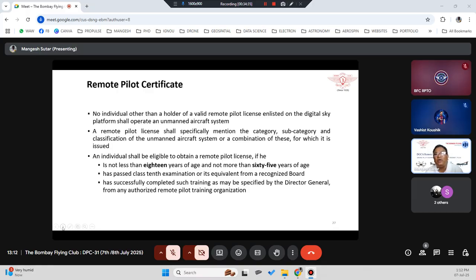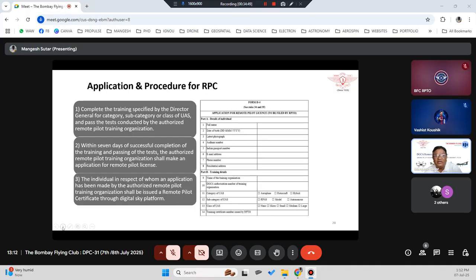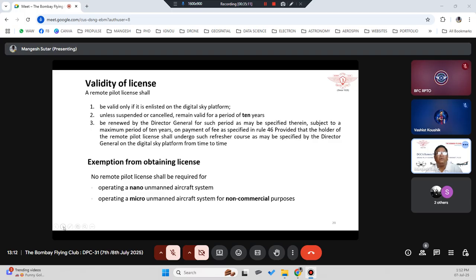Whatever students of ours have got offline licenses, we have already sent the data to DGCA, and DGCA is now converting those offline licenses to online licenses. The application and procedure is not for you, basically it is for us. This is a D4 form to be filled by the RPTO. We will fill in all your details in this form and submit it to the DGCA for generating the RPC. So don't worry about this; it is as per the drone rules, which is what we have to follow. The validity of your license, as I said, is 10 years.